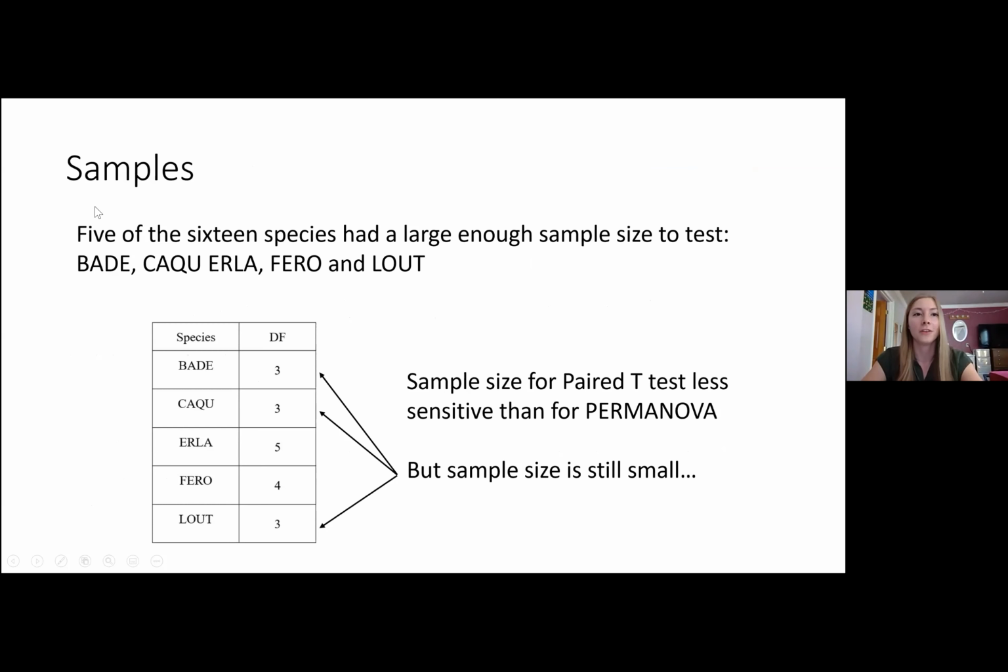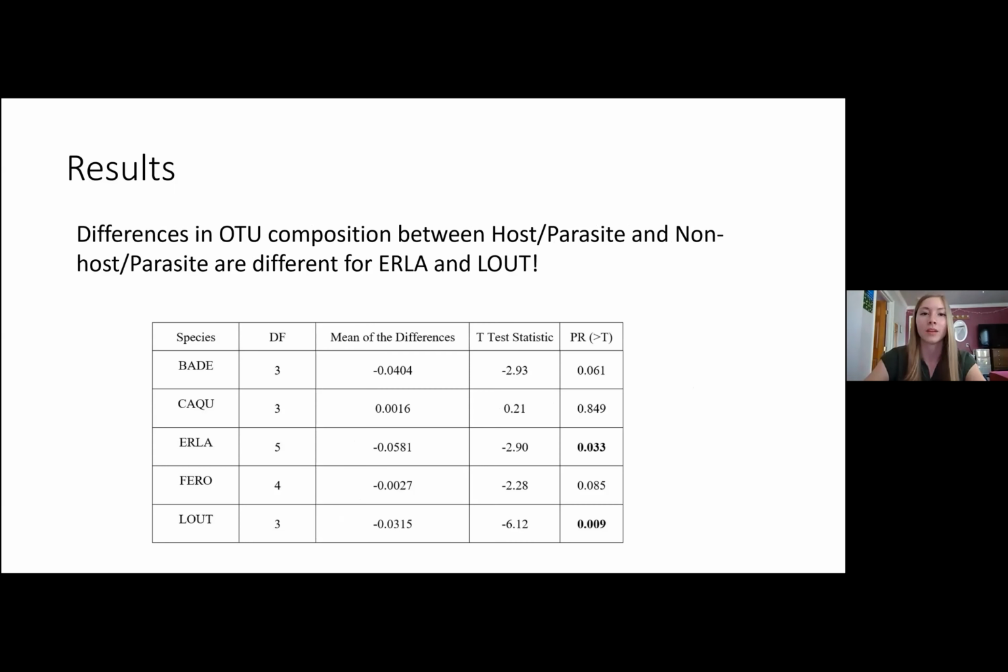I collected enough trios to test 5 different plant species: Bade, Cacu, Urla, Farrow, and Lout. The sample size for this test was fairly small, but thankfully paired t-tests are somewhat less sensitive to sample size than PERMANOVA. So I performed my paired t-test, which gives us p-values, just like the PERMANOVA test. And I found that there were significant differences in similarity of OTU composition between hosts and parasites and non-hosts and parasites.